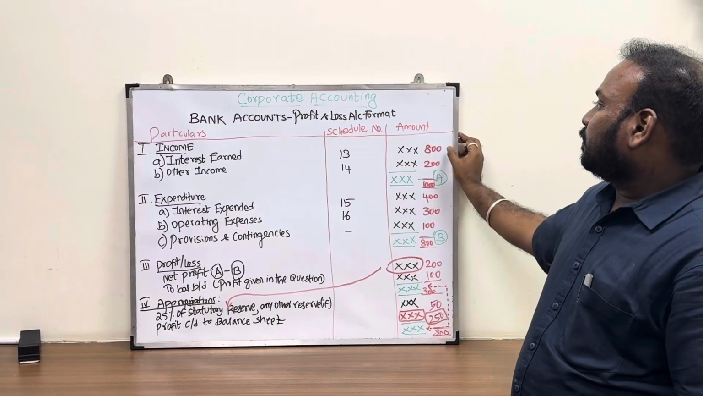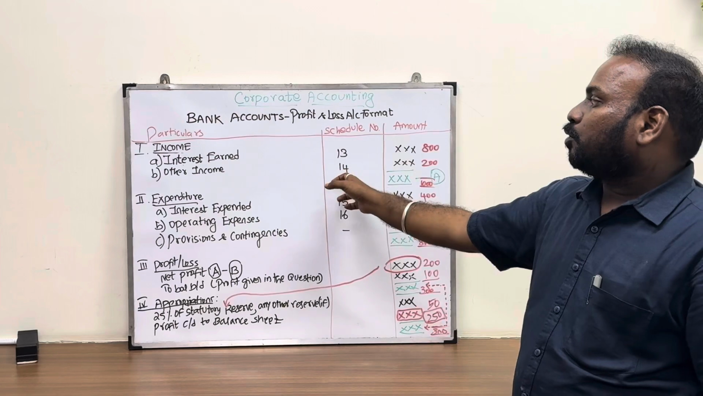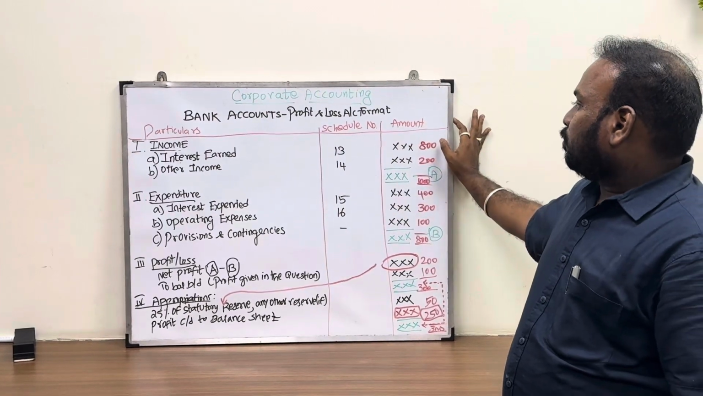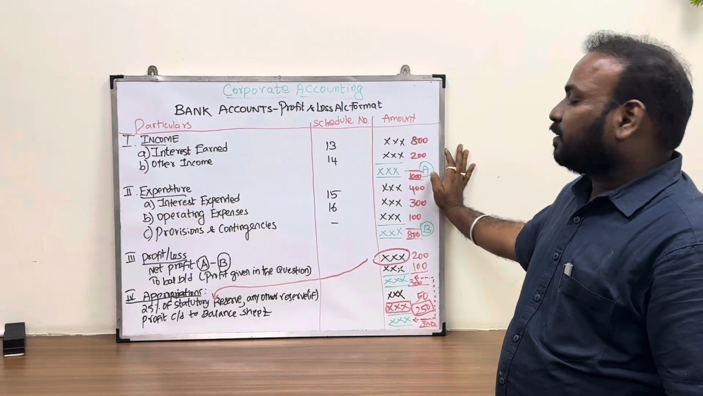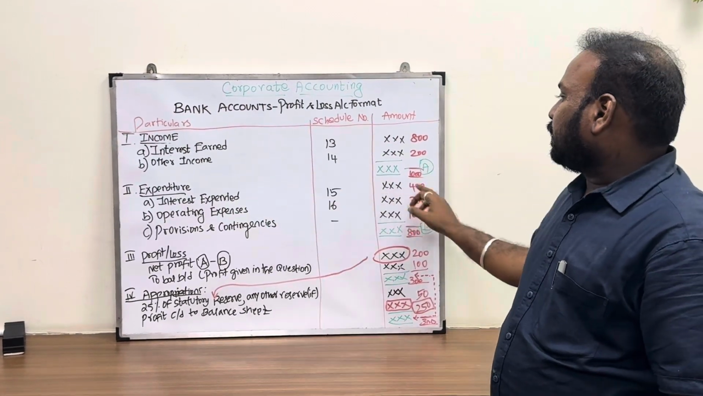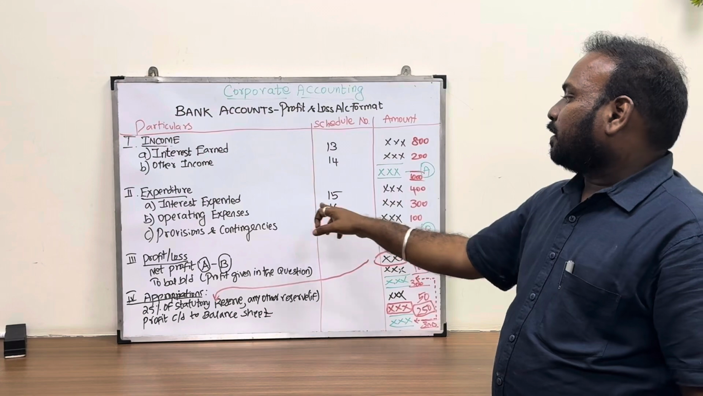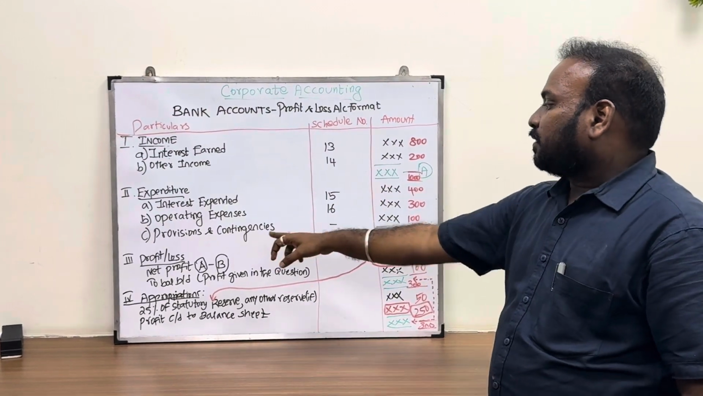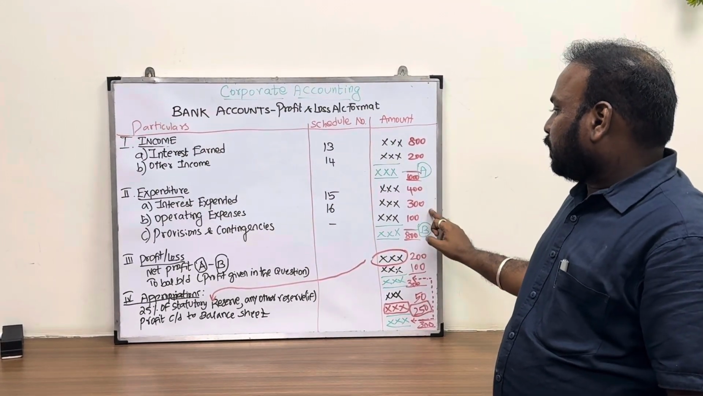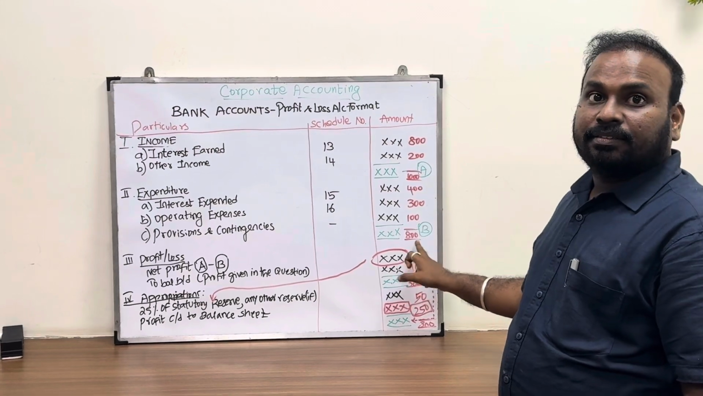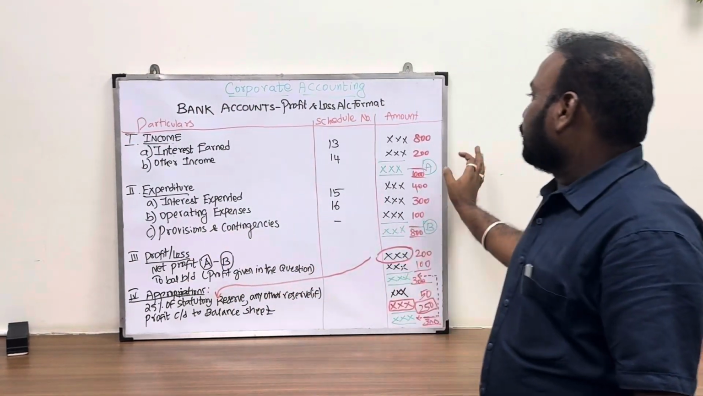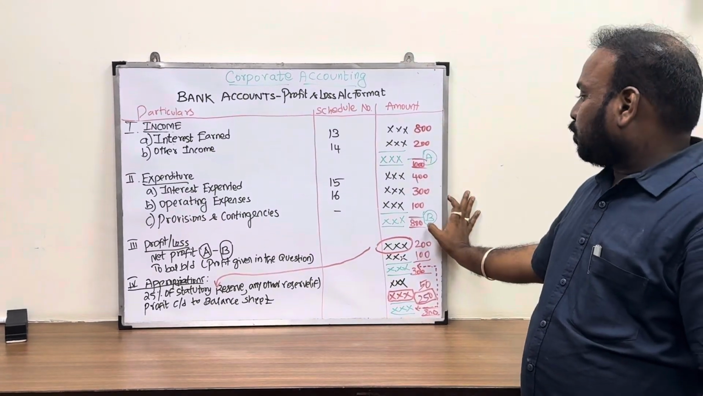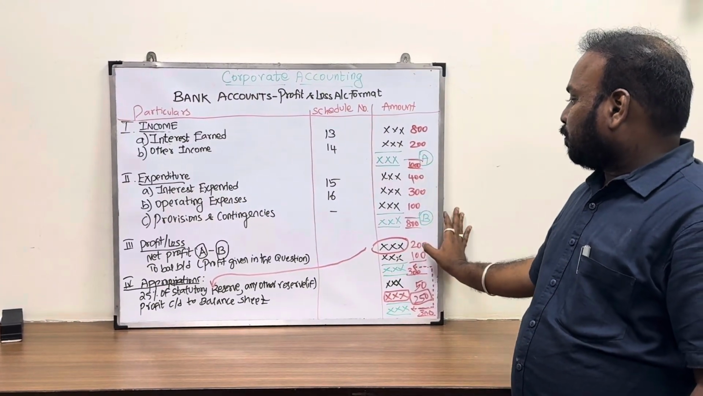Interest earned is entered as 800, schedule 14, other income is 200. Now the total of income is 1000. 800 plus 200 is 1000. That is A. Then interest expended 400, operating expenses 300, provisions and contingencies 100. The total of these three comes to 800. This is named as B. Then net profit, A minus B. A total is 1000, B total is 800. 1000 minus 800 becomes 200.